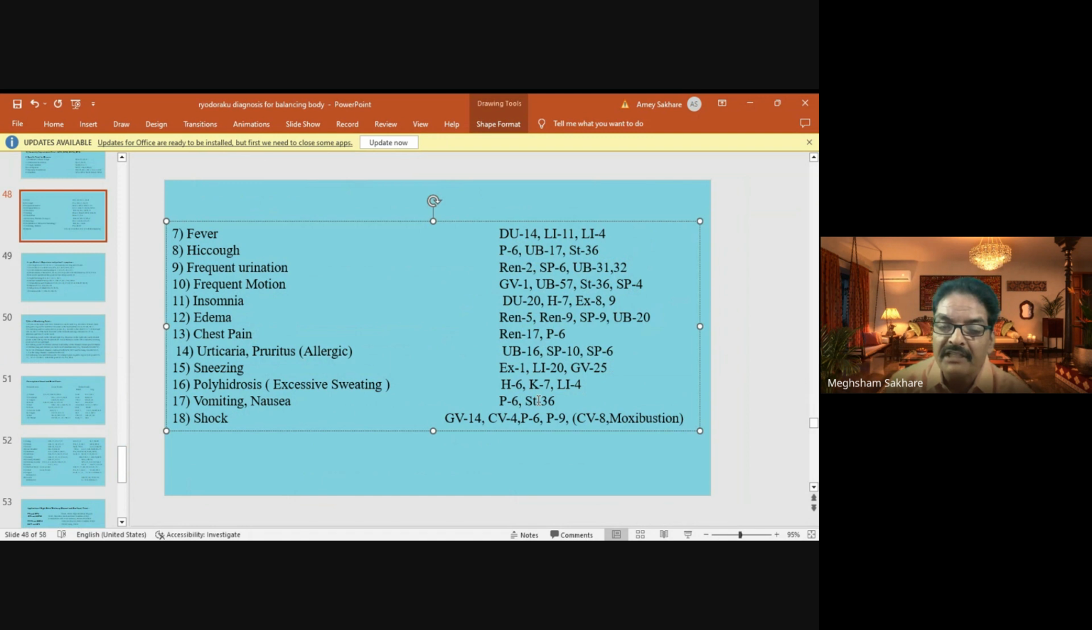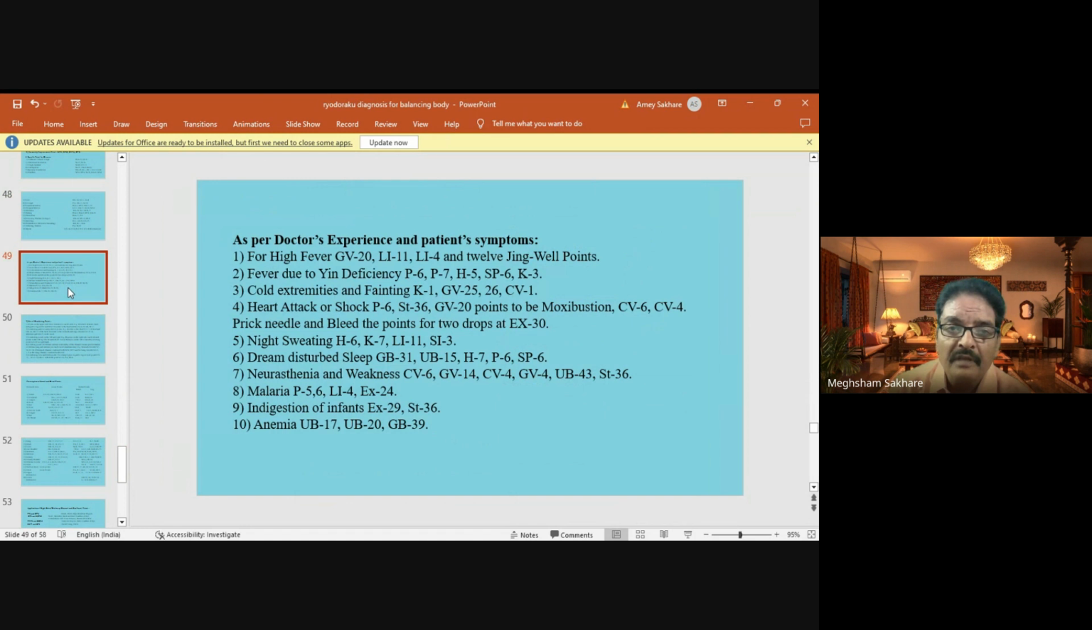Vomiting, nausea: P6, stomach 36. Shock: GV14, CV4, P6, P9, CV8 for moxibustion. CV8 is on the umbilicus, inside the umbilicus. You can use laser also, as per doctor's experience and patient symptoms. For high fever: GV20, Li11, Li4, and 12 Jing well points bleed.